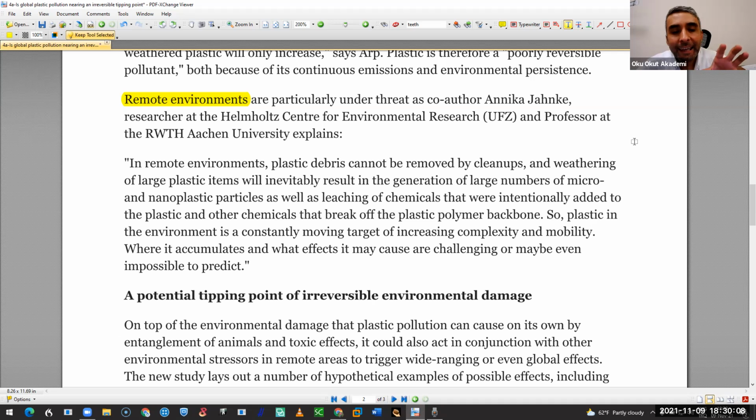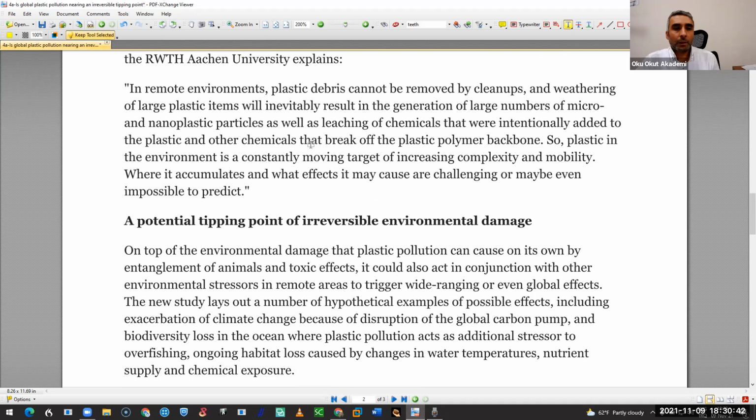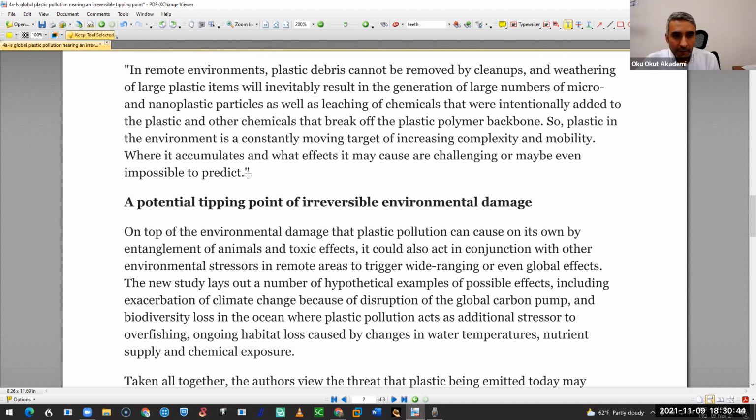Okay. Actually, remote environments here refers to places like the Arctic, the polar regions, which are remote environments. They are far away, far from people's impact, but still there is plastic in those areas. This is what is meant by remote environments, okay? Are particularly under threat. What happens in these places?